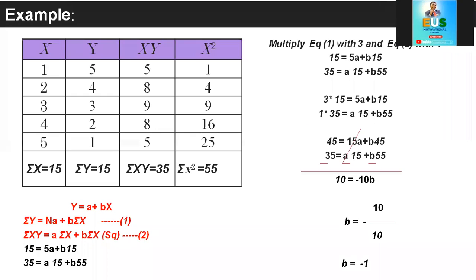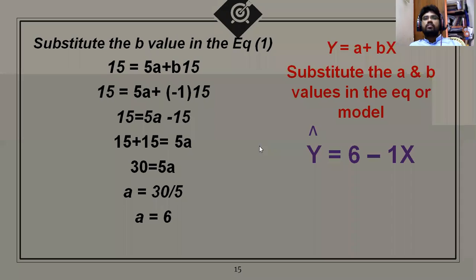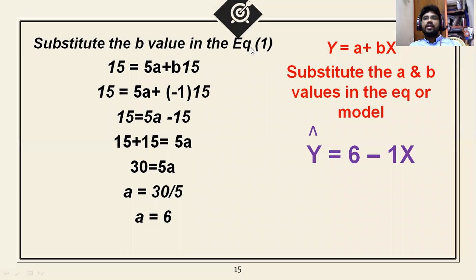Thank you. Then see, after getting that b value, we need to get the a value, because in order to forecast, we need to get a and b values. So here b is equal to minus 1. In order to get the a value, we simply substitute the b value in the first or second equation. Here, substitute the b value in equation 1.